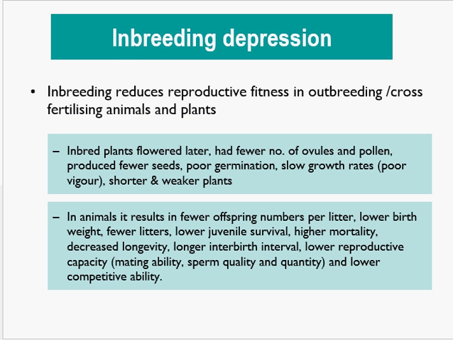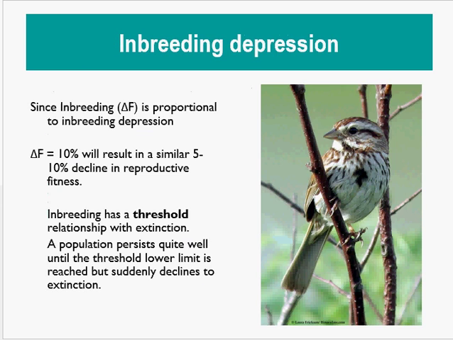So inbreeding depression. The change in F is proportional to the inbreeding depression, and as a result, a 10% loss in heterozygosity will result in a similar 5 to 10% decline in reproductive fitness. So an increase in inbreeding will lead to a decrease in reproductive fitness and all of those problems with reproduction that you saw in the previous slide.